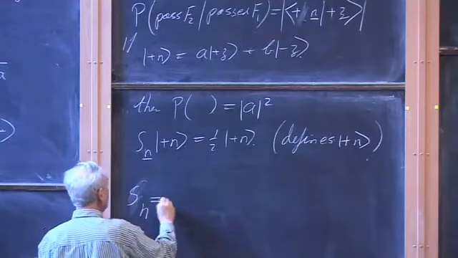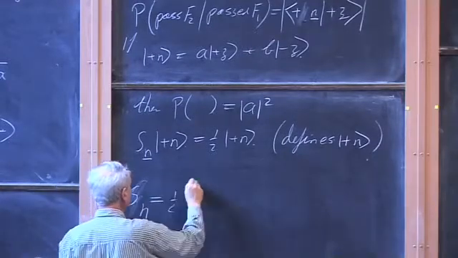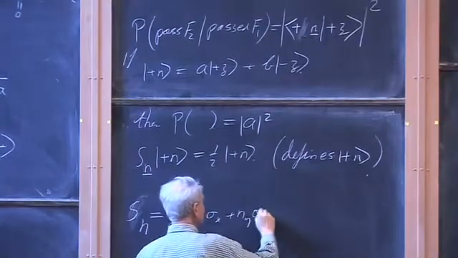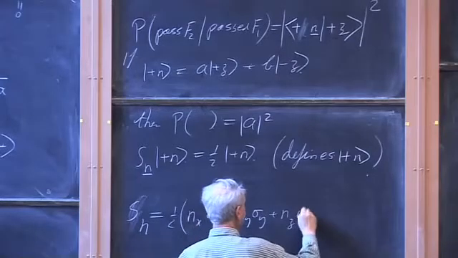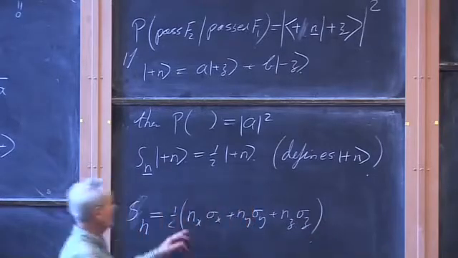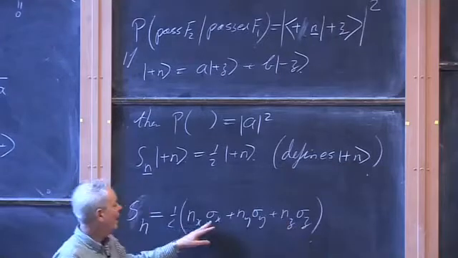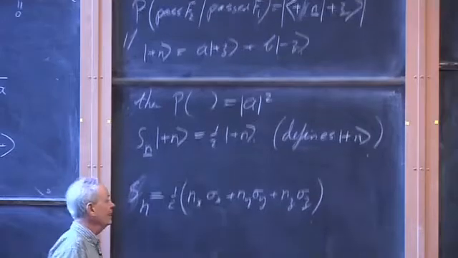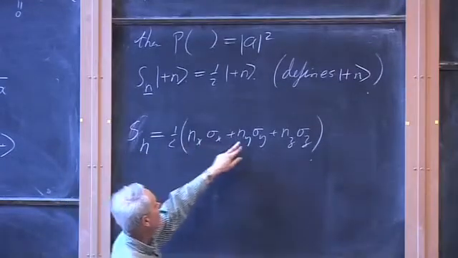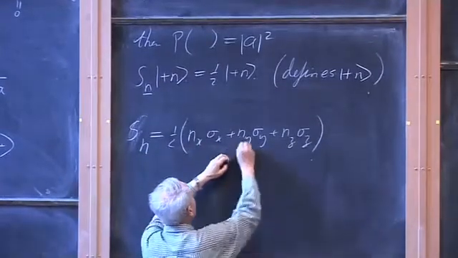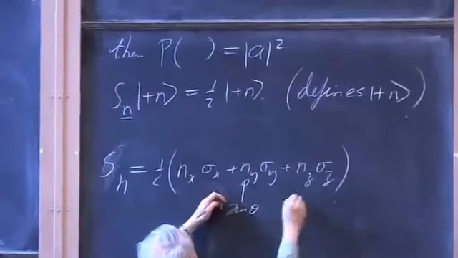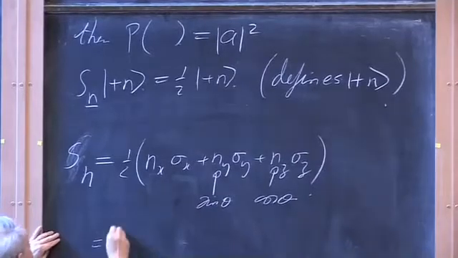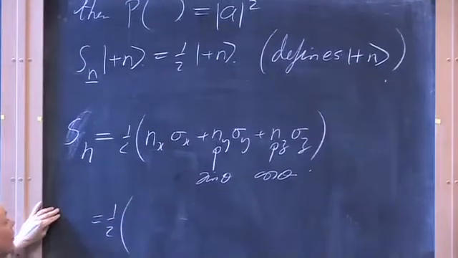Sn is equal to a half of nx sigma x plus ny sigma y plus nz sigma z. Sort of a dot product between the unit vector n and the vector made up of the three Pauli matrices. Well, nx is 0, so basically we've got an ny we agreed was going to be sine theta, and this we agreed was going to be cos theta.